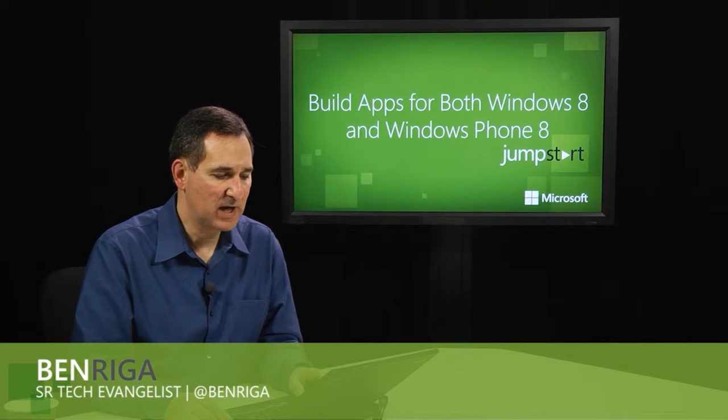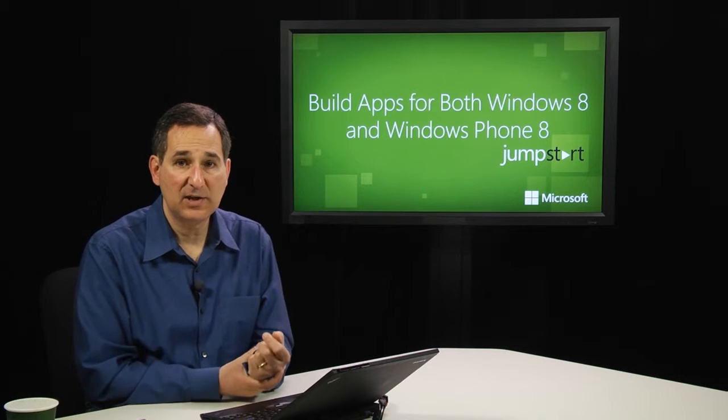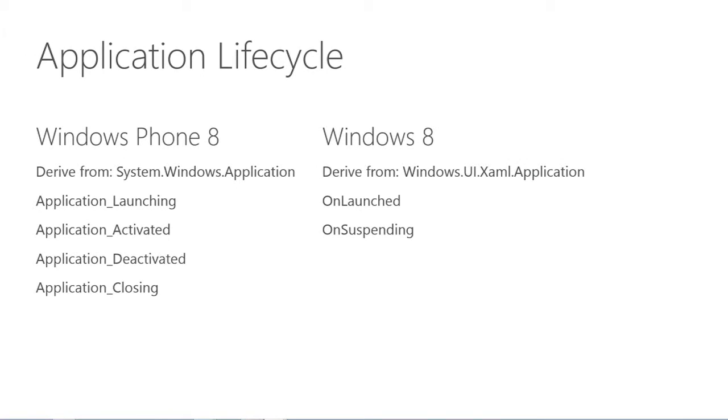So in terms of the application lifecycle, there are certain events that you have to keep in mind. In Windows Phone 8, they are all derived from the System.Windows.Application. You get the application launching, application activated, application deactivated, and application closing. Those are the ones you have to keep in mind. And then on Windows 8, it's in the Windows.UI.Xaml.Application namespace, and there it's OnLaunched and OnSuspending. Those are the two that you have to keep in mind.